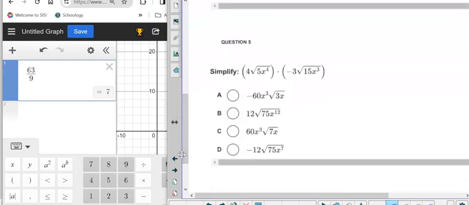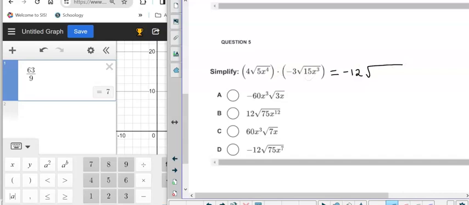Okay, so this question right here looks pretty weird, but let's see. What I'm going to do here is multiply the outside. So I'm going to do 4 times negative 3. So that's going to be negative 12. That's the coefficient, or the numbers on the outside.